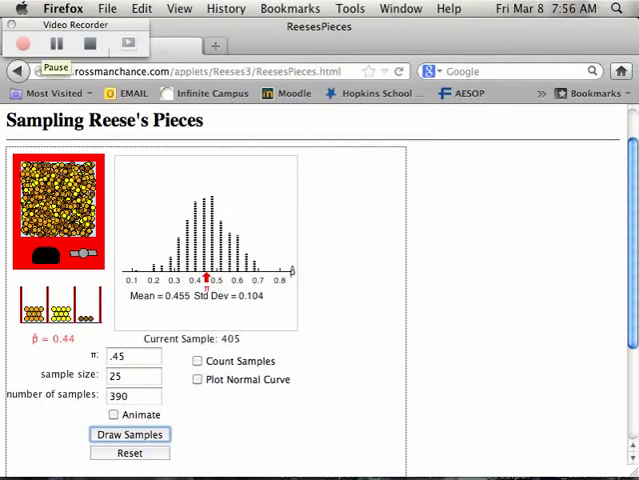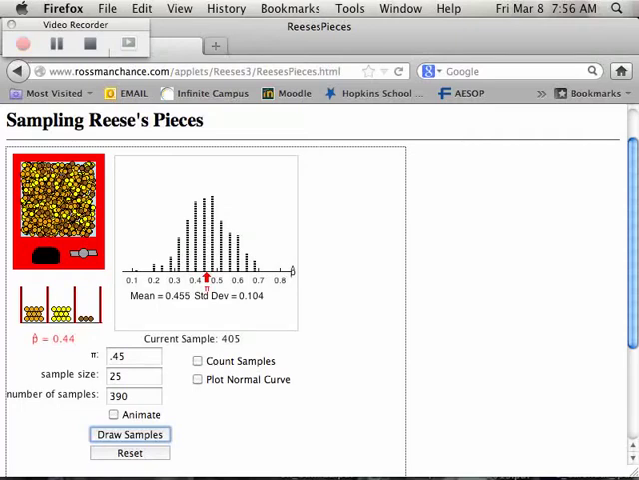So now I look at this dot plot of my 400 total samples, and let's talk about the shape. What do you think about the shape? It's approximately normal. Fairly symmetric, right? What about the center? Around 4 or 5. The mean is 0.455. That's much closer to 0.45, which we were supposed to get.